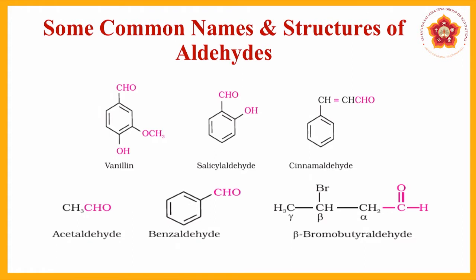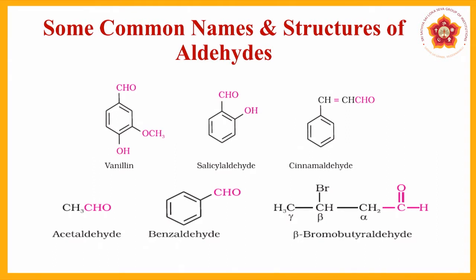In salicylaldehyde also, we have an aldehyde as well as a phenolic OH group, whereas in cinnamaldehyde, we have a double-bonded compound and then CHO. Similarly, acetaldehyde, benzaldehyde, and then finally, the compound that we have, beta-bromobutyraldehyde. Now, the question is, what do we mean by this beta system?